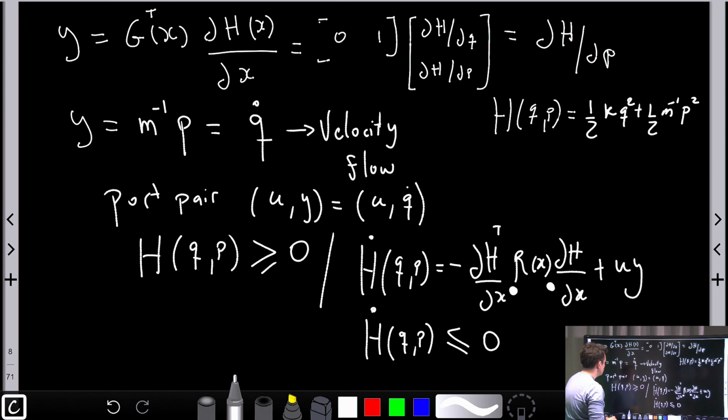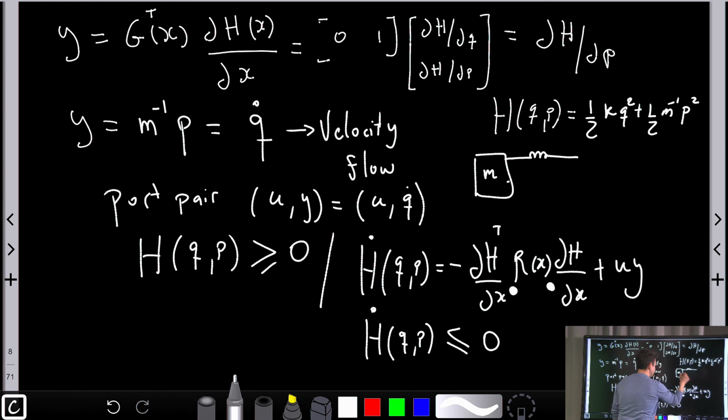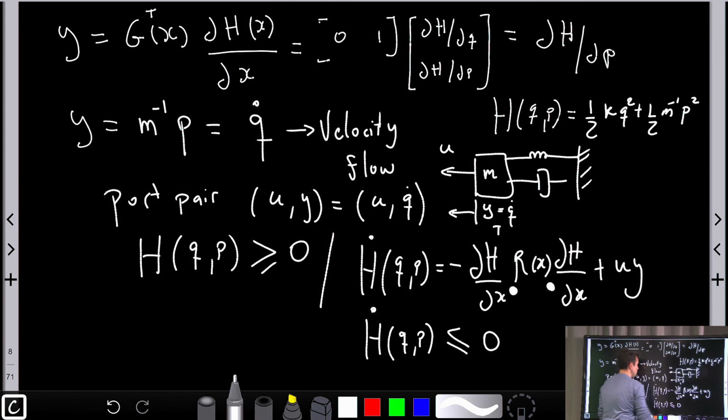And with this, I'm finalizing the short lecture on port-Hamiltonian systems for a very simple mass, spring, damper system with an exerted U. And we can see now that our output is just the speed of the system. And the output is used for control purposes. Sometimes we can also use the position for control purposes.